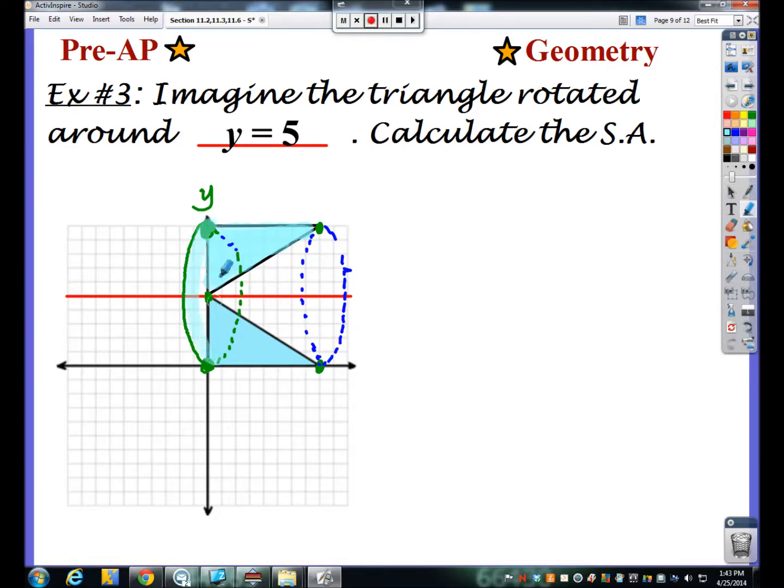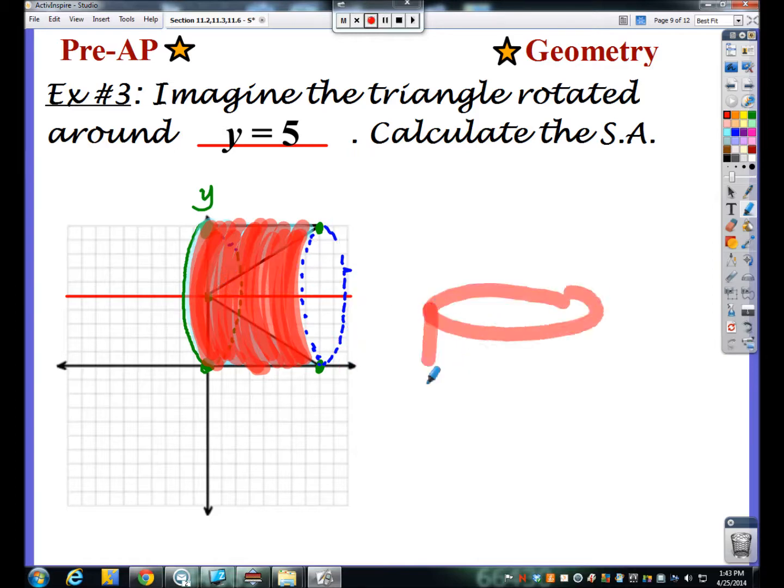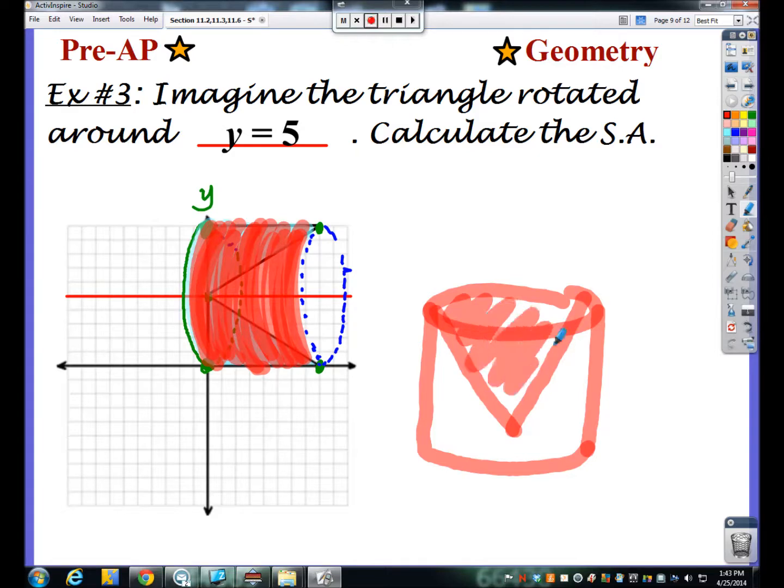Well, let me do a different color here. This thing's kind of rotating around and rotating around. It looks like it's going to end up being a cylinder, but can you tell what's happening with the cone part that you might see right here? We really have what is a cylinder with a cone hole taken out of it. Okay? Cylinder with a cone hole taken out of it.